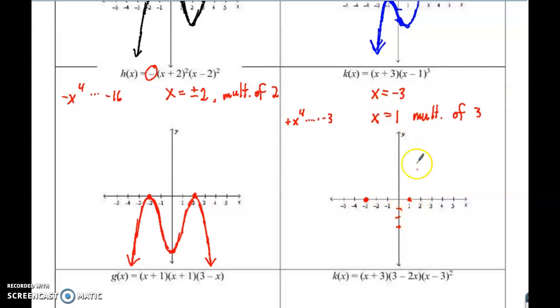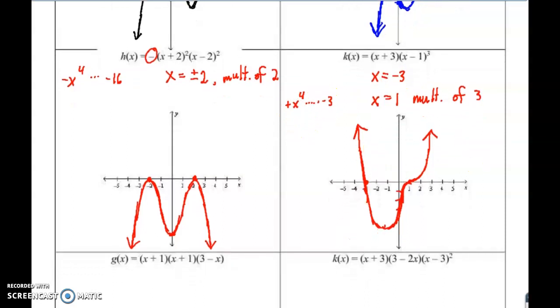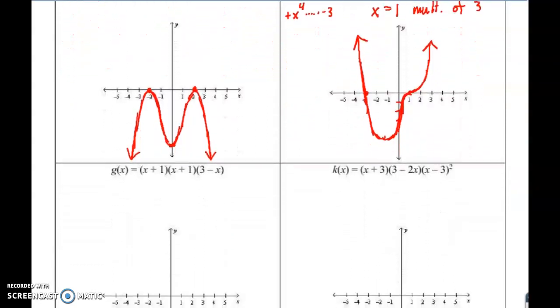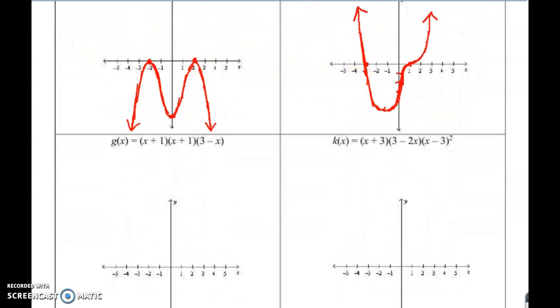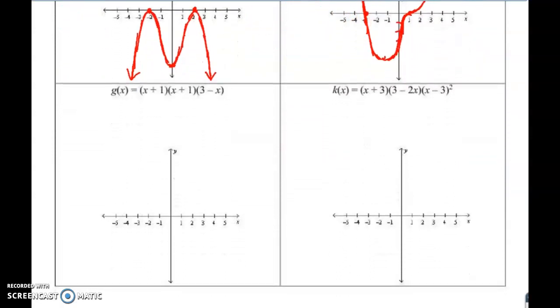And remember, x equals 1 has a multiplicity of 3, so it's got to change concavity. It's got to be more like an upwards U and a downwards U on either side of that. And then at x equals -3, it has to cross without changing concavity. And you can confirm that you have a positive leading coefficient, even degree, and they both rise on either side. If you think of another trick to this, feel free to share it with me. Maybe it works all the time, maybe it doesn't.